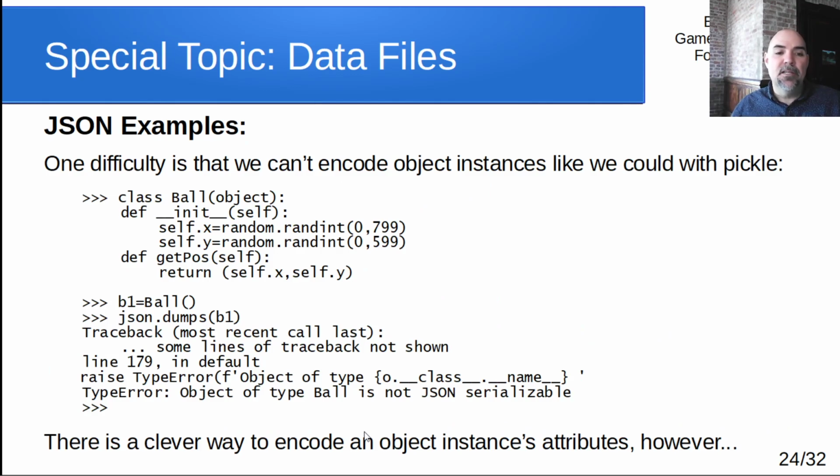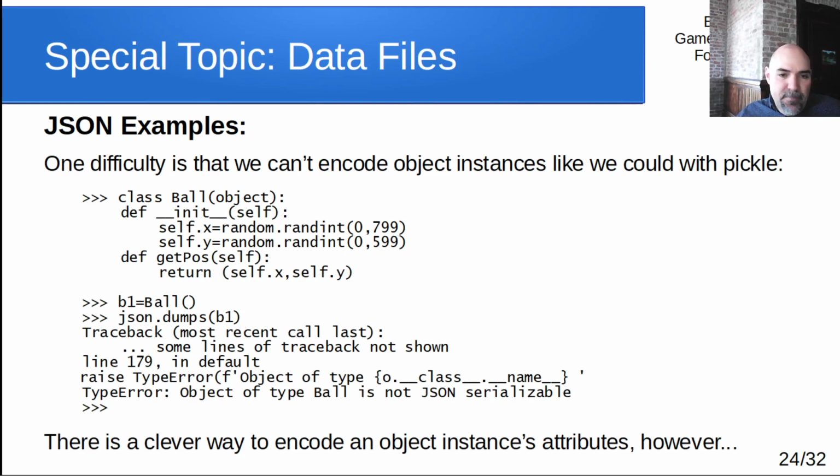Okay, and here's a thing that I said was a difficulty, that we can't encode an object instance like we could with Pickle. Here we made b1, an instance of this ball object, the same ball object we had earlier. But if I do json.dumps, I get this traceback that says object of type Ball is not JSON serializable. It doesn't know how to do that. But what I'm going to show you right now is a clever way that you can encode that.